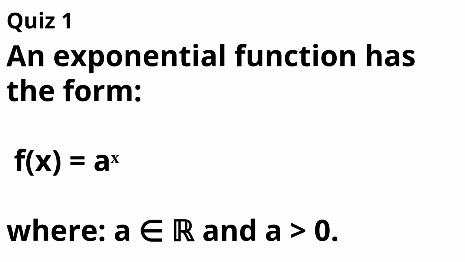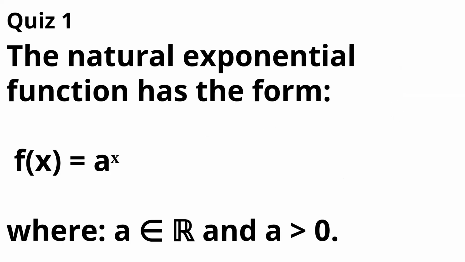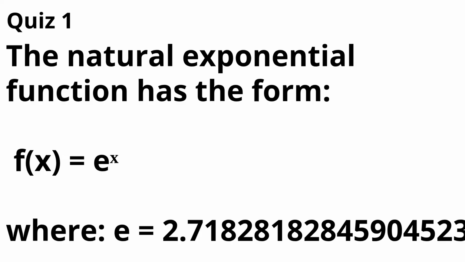An exponential function has the form f of x equals a to the x, where a is an element of the reals and a is greater than 0, because if a is less than 0, then we get imaginary numbers, and this ain't algebra. The natural exponential function uses the magic number e as a, and if you don't know what e is, look it up or you're screwed.